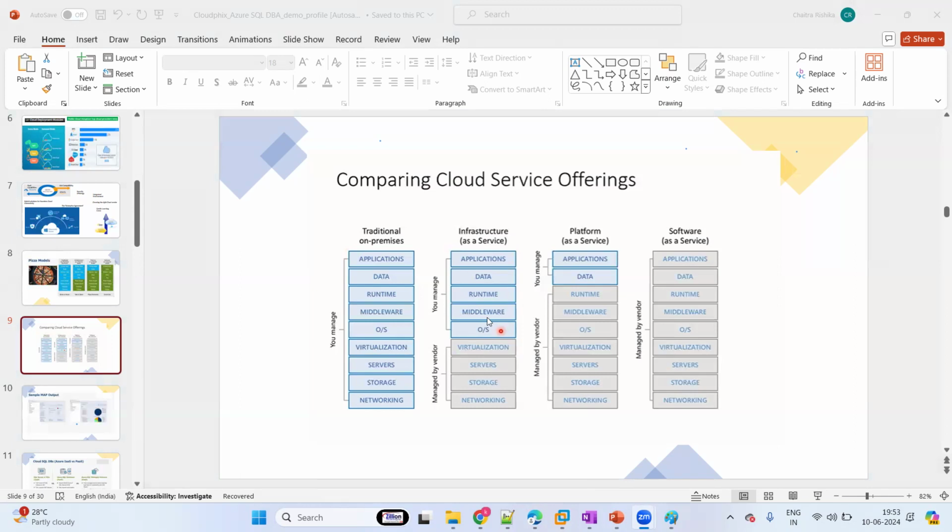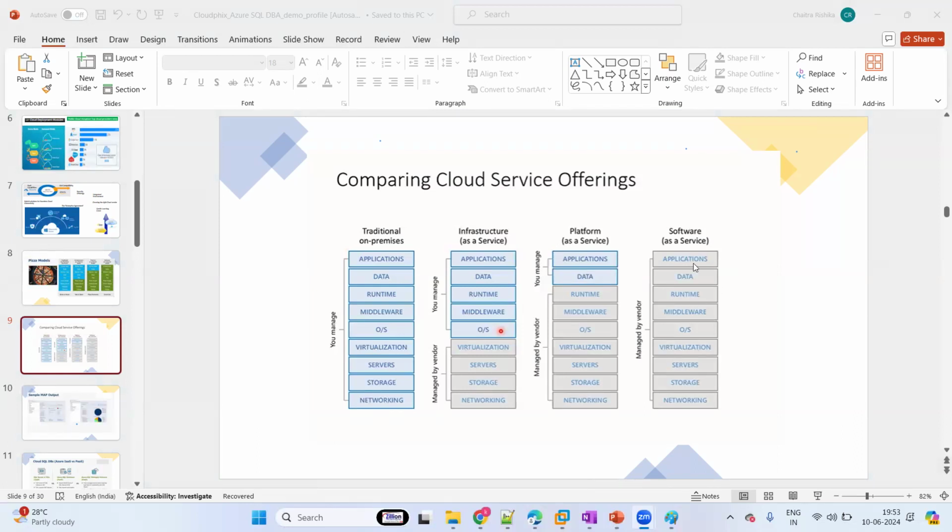The other flavor is platform as a service. Among these 9 layers, they are going to manage 7 layers completely. So you only have to focus on your application and the data. I mean to say that you just insert your data, use it as a service, and do it.